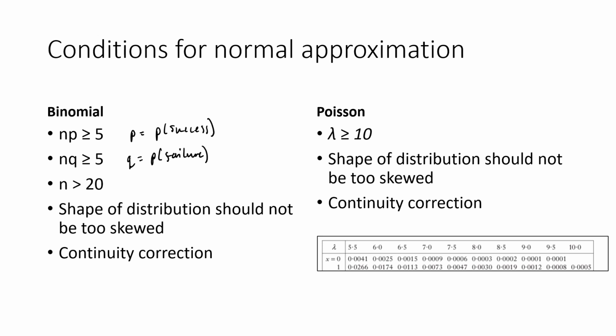For Poisson, lambda should be greater than or equal to 10. How I remember this is that the Poisson table in our data booklet goes up to 10. So if we can't use the table for a Poisson question, most likely we have to do a normal approximation. And again, the shape of the Poisson distribution should not be too skewed. It should be close to the normal distribution, and you should also implement a continuity correction.